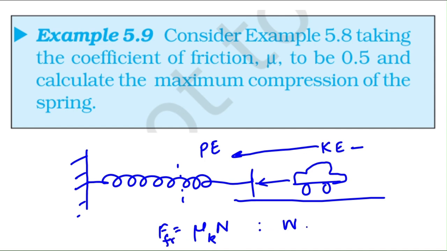So this force will also contribute here, and the work done by this force, the friction force, let's say f r, will be force times displacement. Once again, we denote the maximum displacement by xm, but this xm is different from the previous one. So this much work done by friction is going to reduce the car's energy, and then the compression will be less compared to the previous case. So how much should it be? Let me write it.